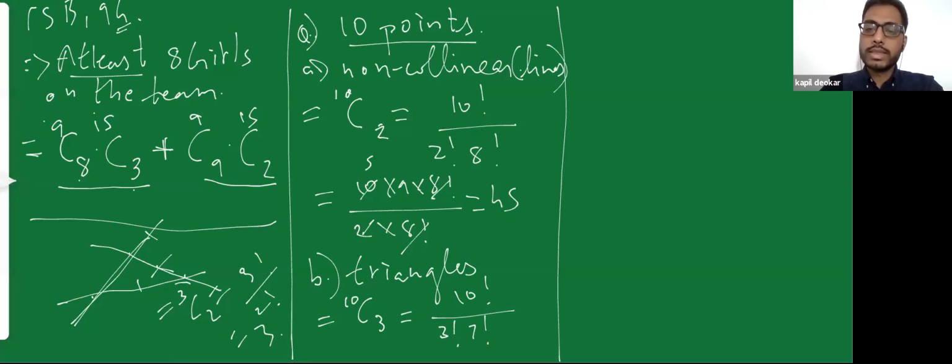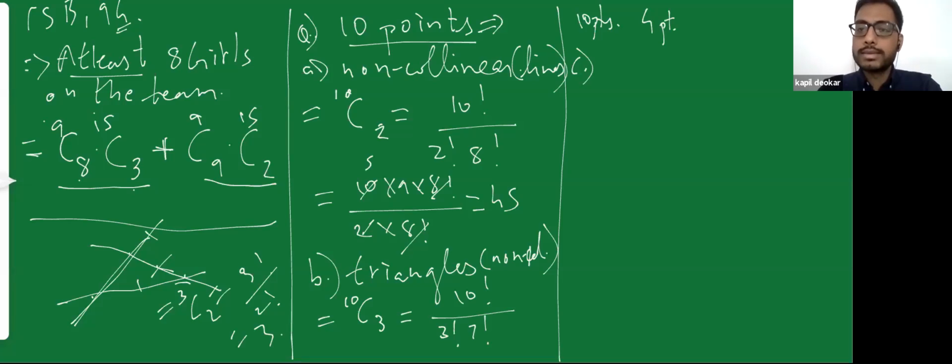So this was the condition when all the points were non-collinear. Now the collinear case. Suppose out of these 10 points, question is getting a bit more difficult now, 4 points are collinear.